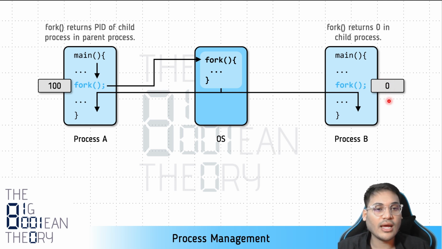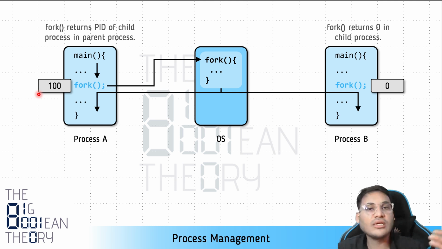So let's assume that in this case, the process ID of process B, which is the child process, is 100, right? So the process ID of process B will be returned to the parent. As you can see, the value 100. Again, this is a hypothetical example. We are assuming that the process ID of the child process is 100, and that is what will be returned to the parent process, right? And in case of the child process, the value which is returned is 0.